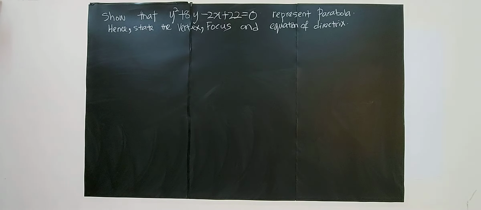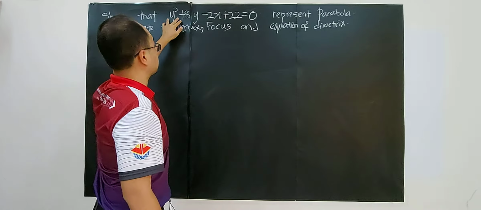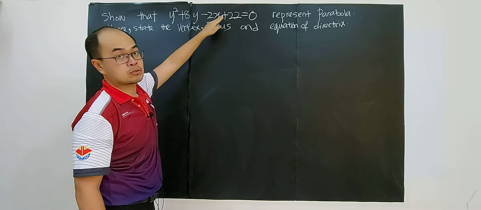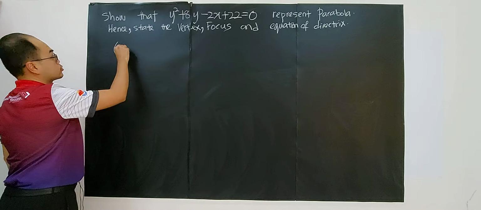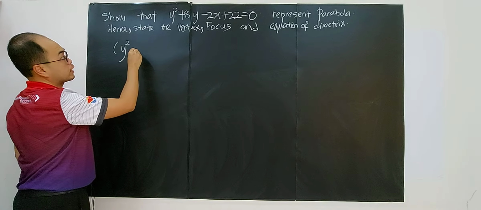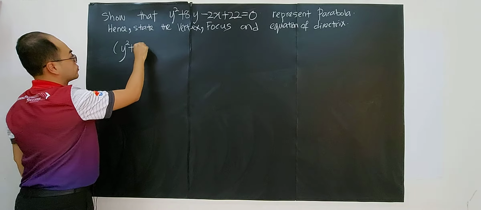So from the general equation, we can know that this is a parabola. There is only one y squared. There is no x squared here. Right? This is y squared. So we can do completing the square. We want to show that this is a parabola, so we have to write it in the standard equation of the parabola.